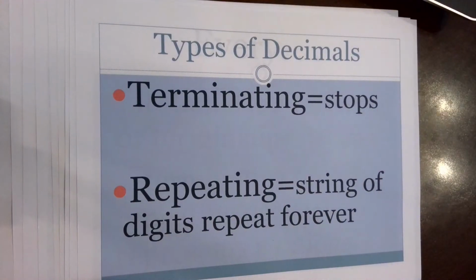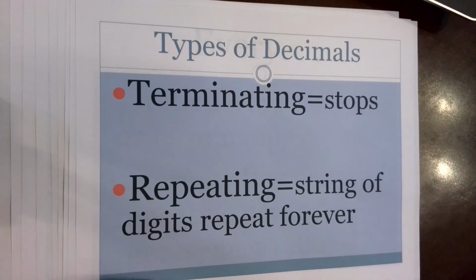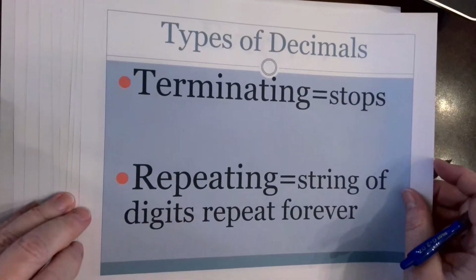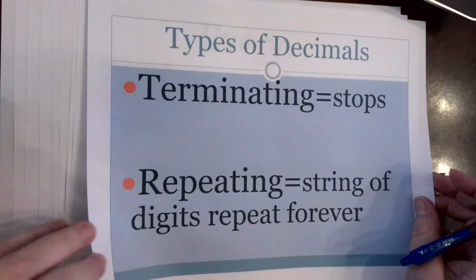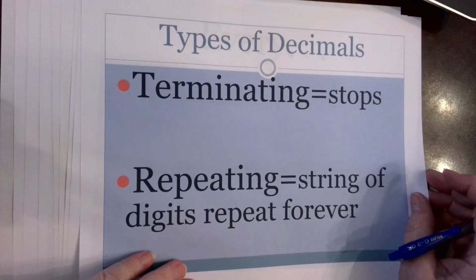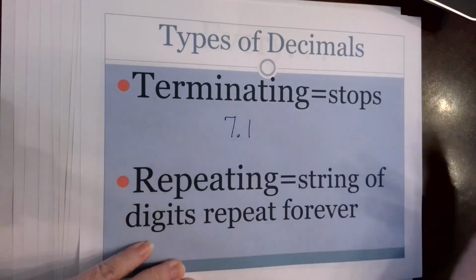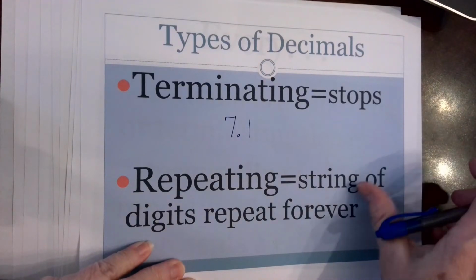This is a continuation of section 7.1, and it's all about types of decimals, mostly repeating decimals. So let's get started. There's three kinds of decimals. Two of them are terminating. The decimal stops, like 7.1. I stopped saying any digits, so that decimal stopped, 7.1.